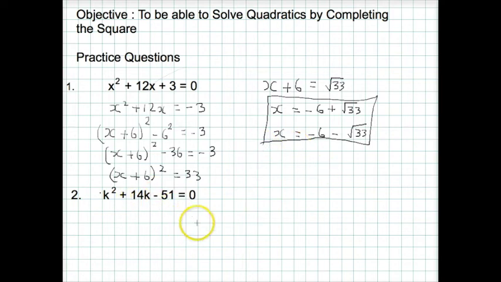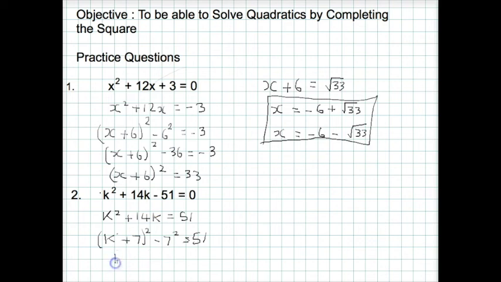Question 2. Exactly the same type of thing. So what we're going to do is we're going to take the negative 51 over first of all. So we've got k squared plus 14k, and that's going to equal 51. We're then going to complete the square. So we've got k plus 7 all squared, just halve the 14. Now we're going to take away that 7 squared, and that's going to equal 51.